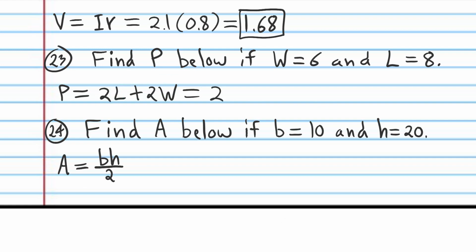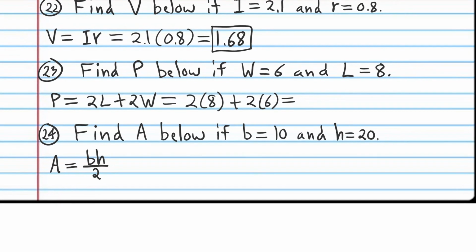So we show multiplication with parentheses. L is equal to 8, they tell us. And W is equal to 6. So now, order of operations tells us to multiply first. So we get 16 and 12. And 16 plus 12 is 28.